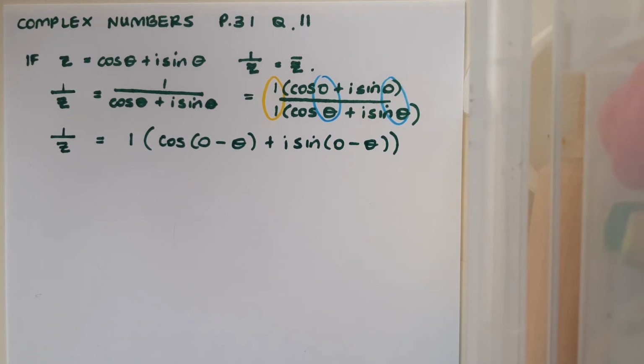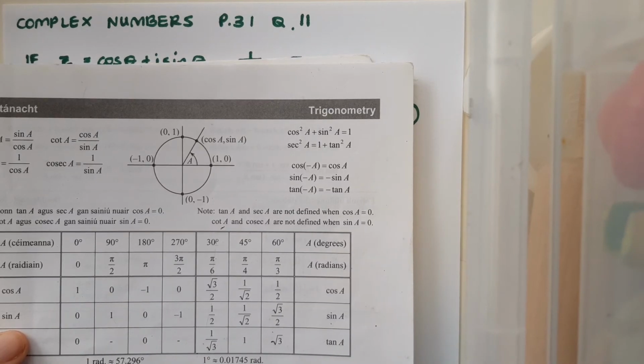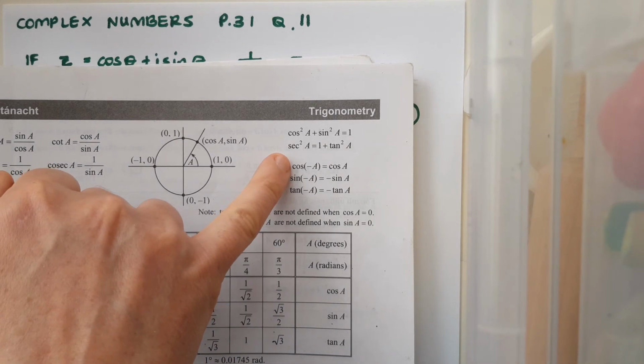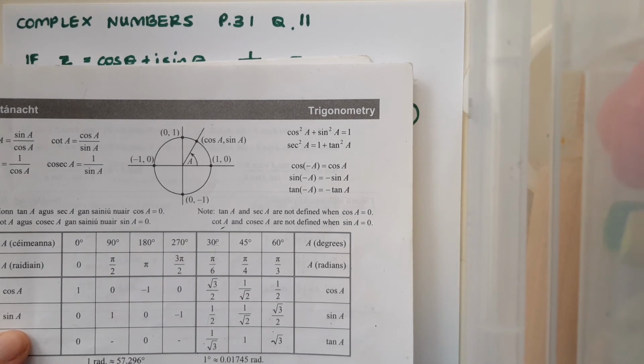Now I can tidy this up by getting rid of the 0, but it still looks a little bit messy. I'd like to tidy this up a little bit further. So to do that, I'm going to go to my log tables. And on page 13 of the log tables, I can see this little section here. And this tells me what to do when I've got cos of a negative angle and sine of a negative angle. So the cos of a negative angle is just cos A, and the sine of a negative angle is minus sine of that angle.